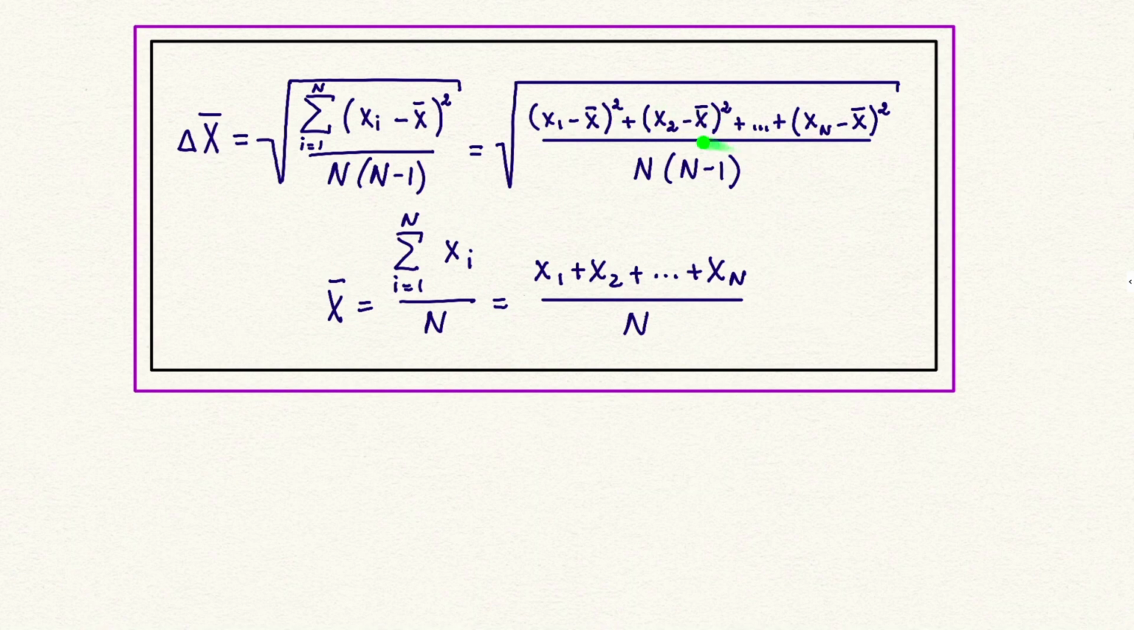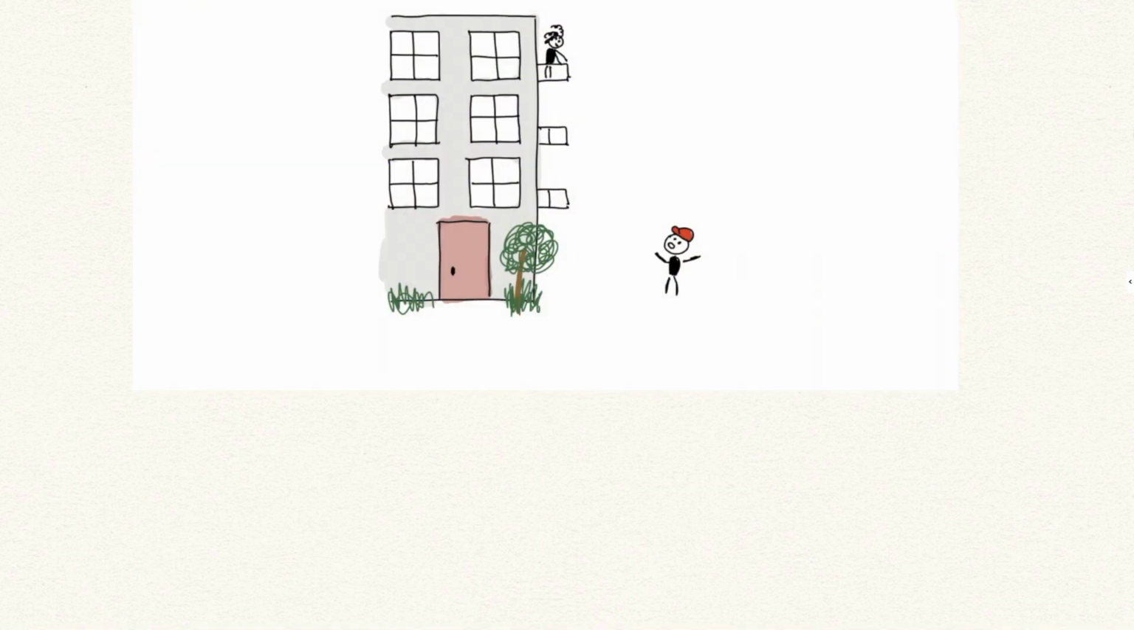And then you divide by the product of the number of the measurements and the number of the measurements minus 1. All right, that might be still very confusing, so let's do an example. Let's say you're dropping something out of your window, and your friend Jack is standing outside with a stopwatch measuring how long it takes for the object to reach the ground.